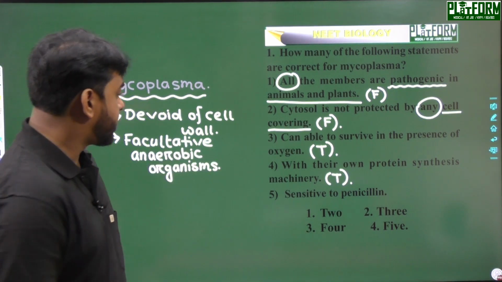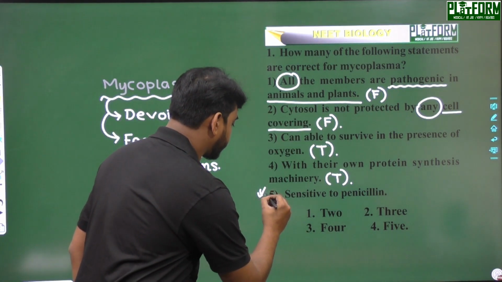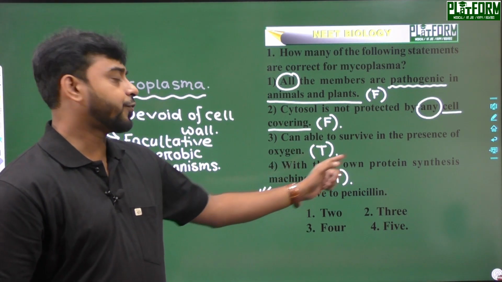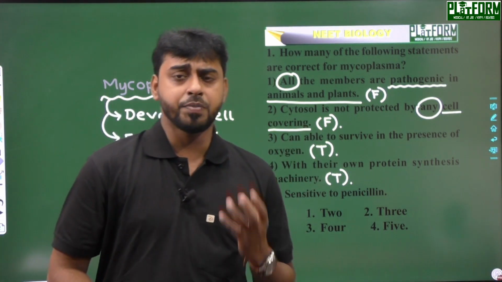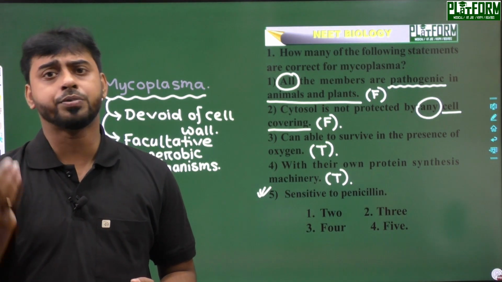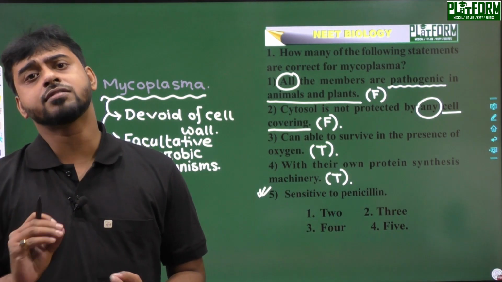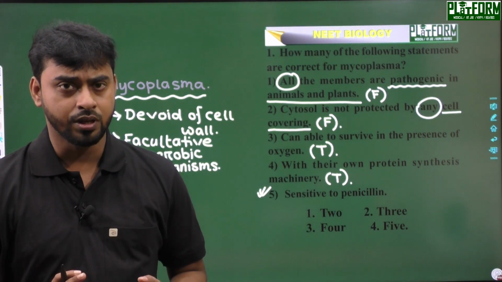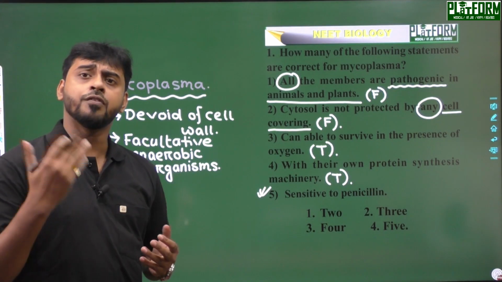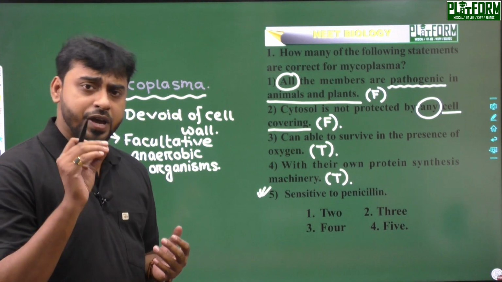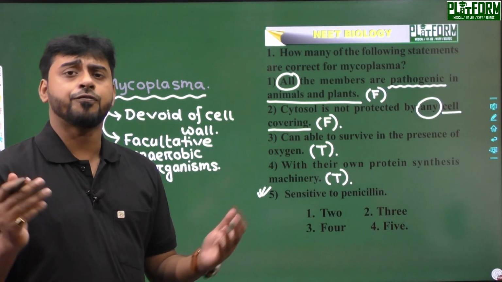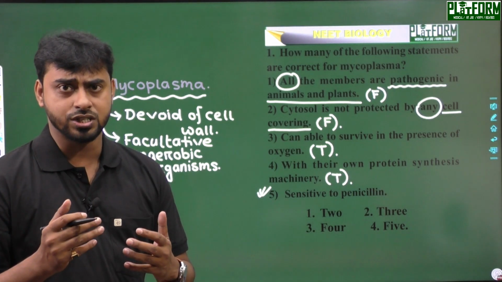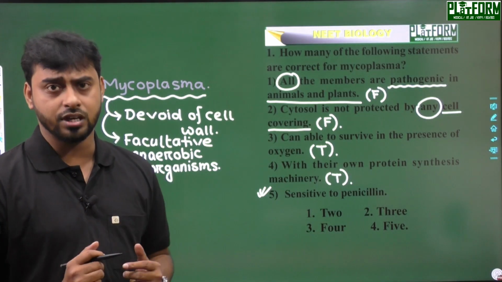And the last statement is very important: sensitive to penicillin. What is actually penicillin? Penicillin is a compound obtained from a fungus, Penicillium notatum. Now, what is the mode of action of penicillin? Penicillin breaks or inhibits the formation of cross-linkages in the bacterial cell wall.